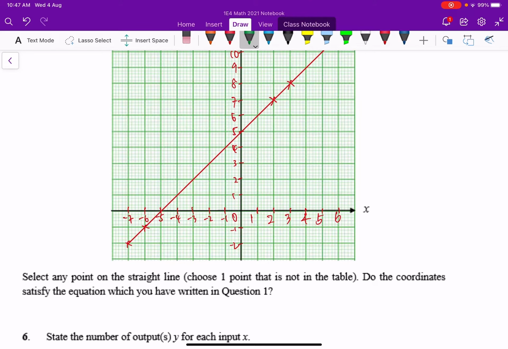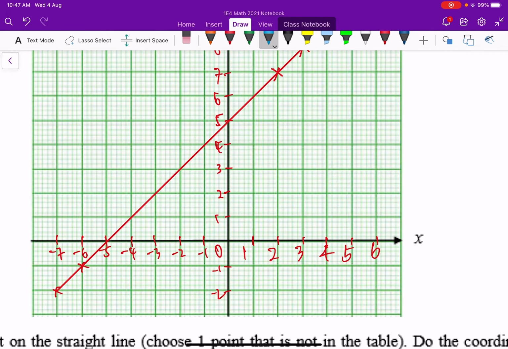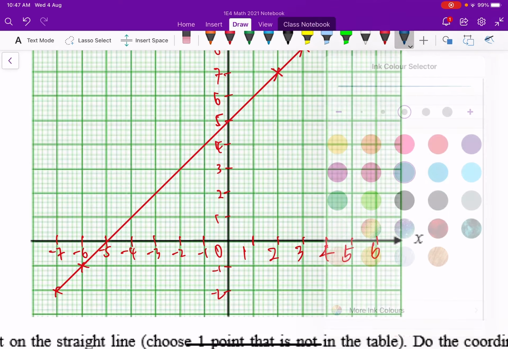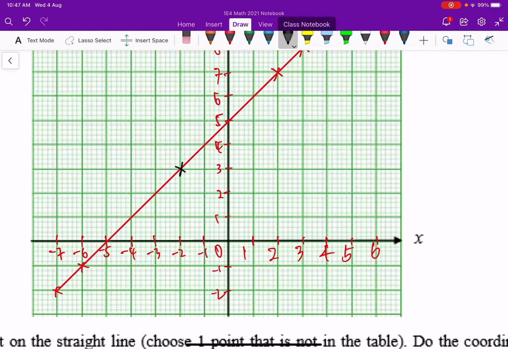Let's say I choose, okay, I'm going to use blue color. I'm going to use black color, okay? So here, what if I choose this point? This point I've chosen, my x value is -2, and my y value is 3. So the coordinate of this point is (-2, 3).